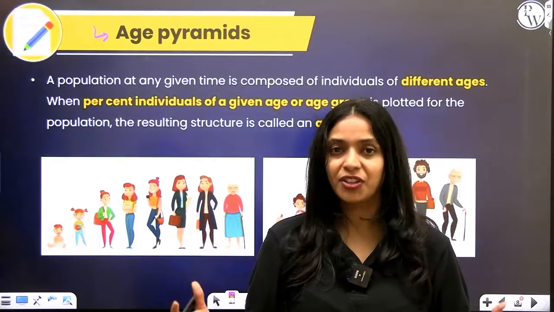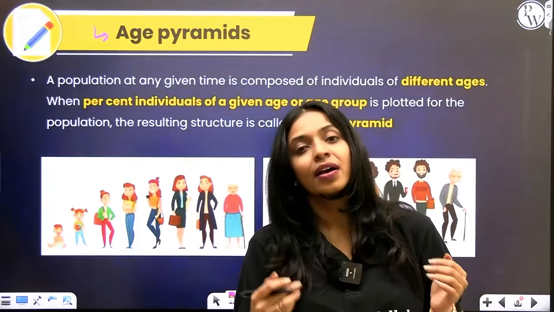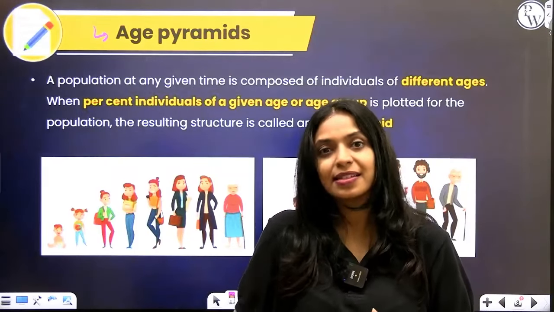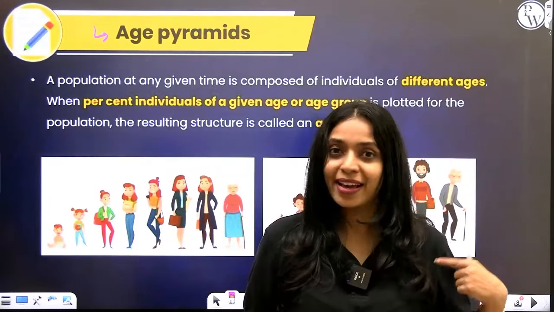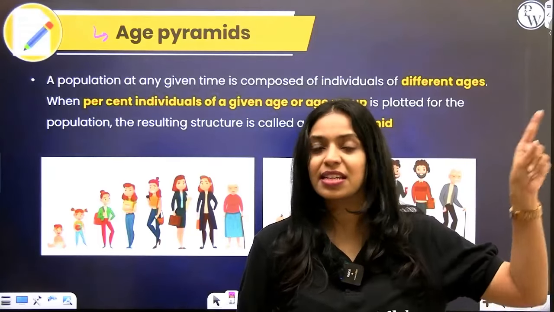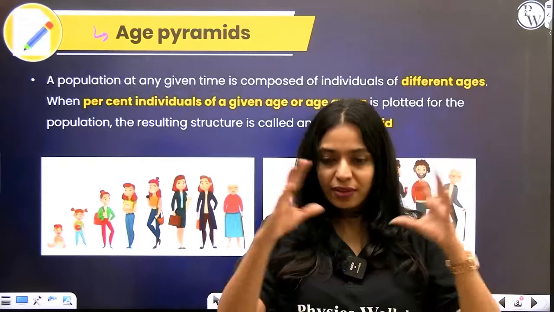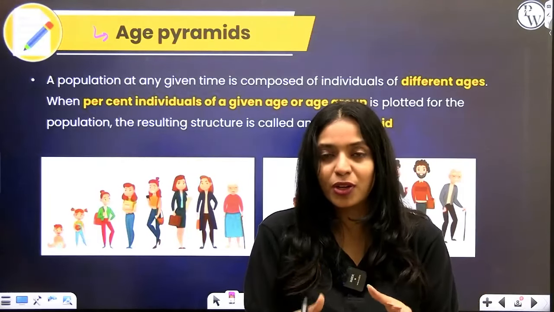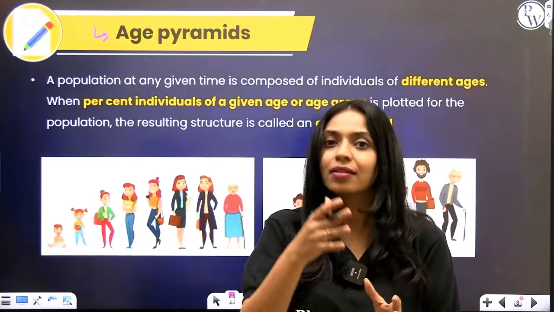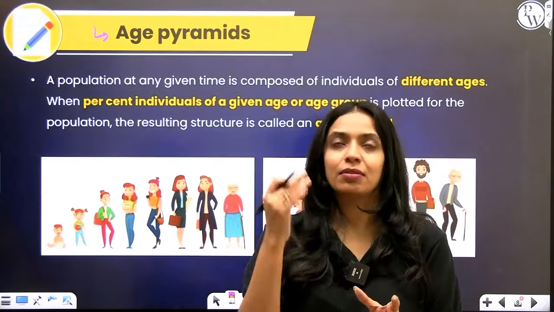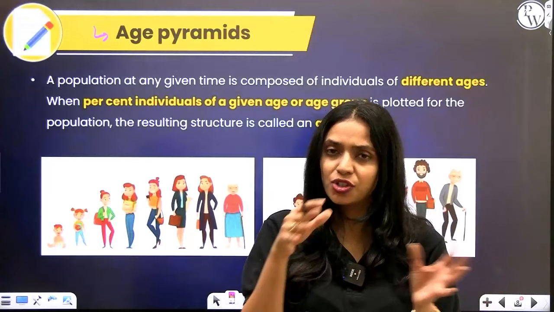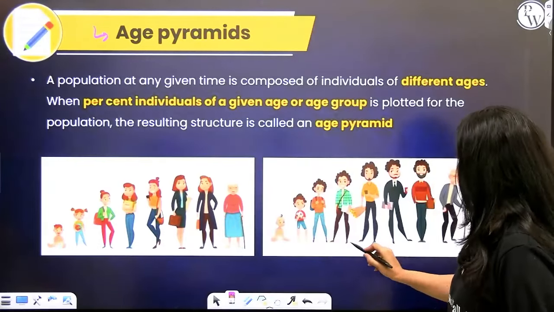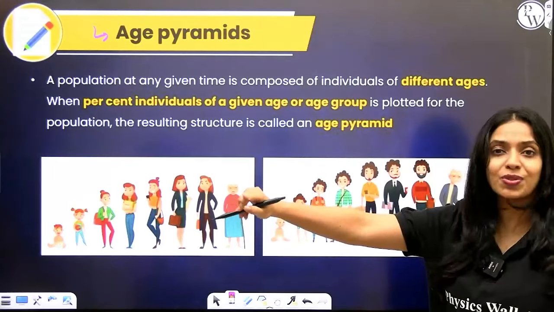Like I'm in my 30s. In my house, I'm in my 30s and my son is still a toddler. He's 5 years old. And I have parents-in-law who are in their 60s and 70s. So if I consider this household as one population of humans, there are organisms in different age groups. Not just in my house. If you consider any population anywhere, you will have organisms present in different age groups, right?